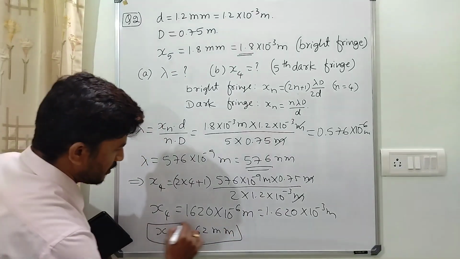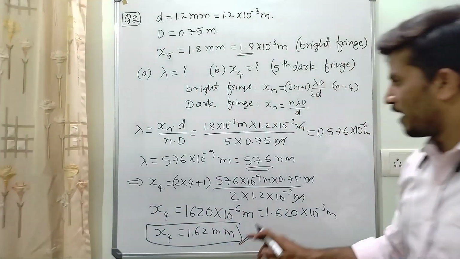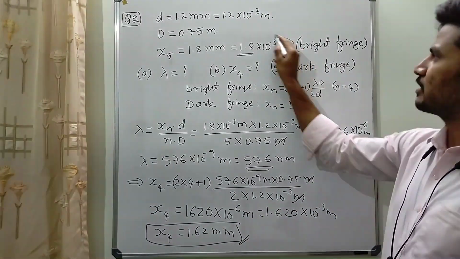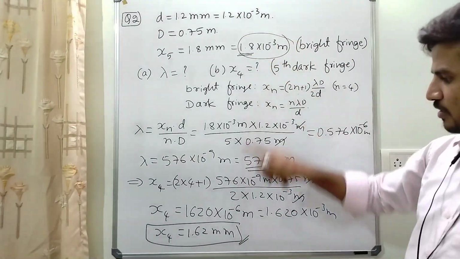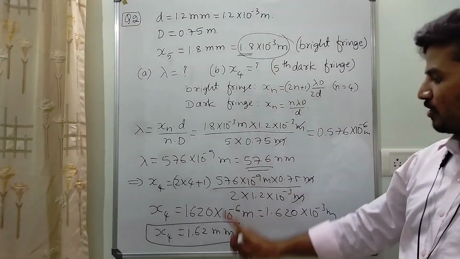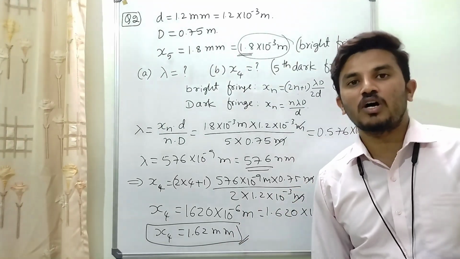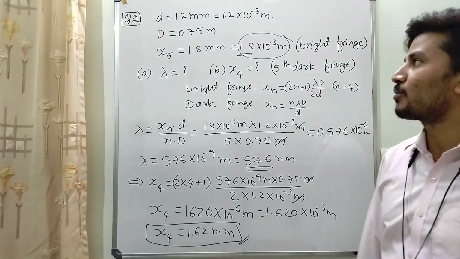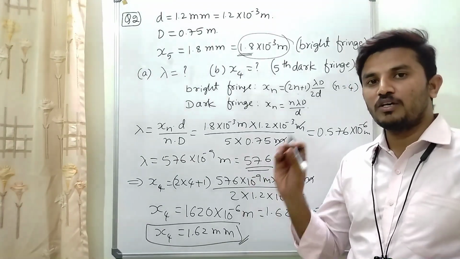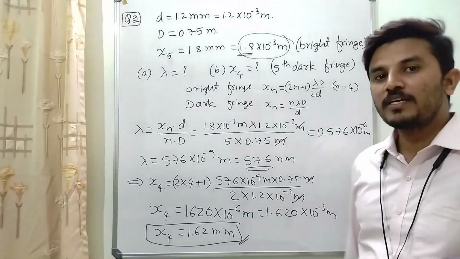So this is the distance of the fourth dark fringe. So this is how we have to solve this particular problem, dear students. You people have understood this. If it is done, let us move on to the next problem.